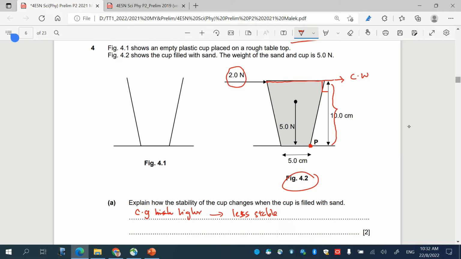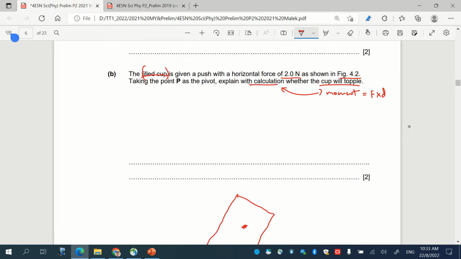Let's calculate the clockwise moment. Let me put the clockwise moment here. Clockwise moment equals force times distance, equals 2 Newton times the perpendicular distance of 10 cm. So that gives you 20 Newton cm.